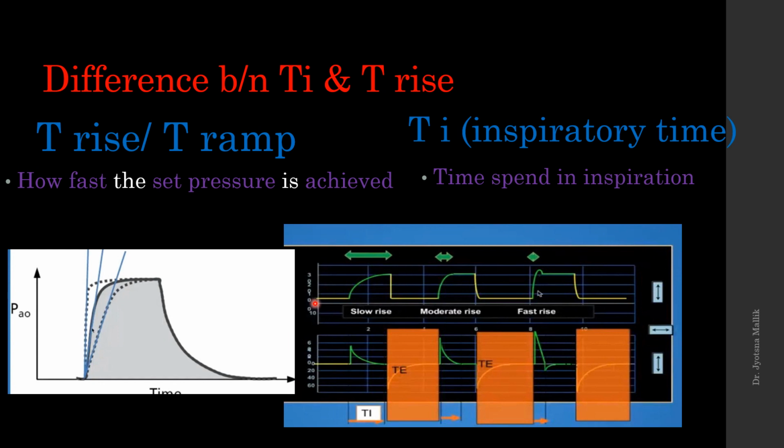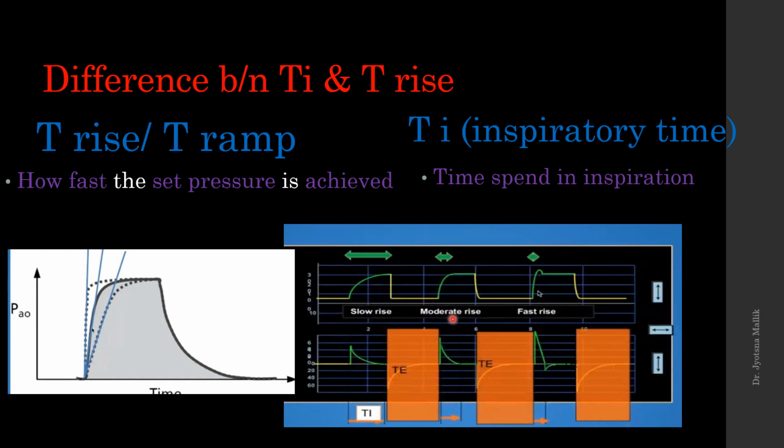So, this is a pressure time scalar. You can see slowly we are achieving the set target pressure here, also slowly, but faster than the slow rise. And this fast rise is where we are achieving the pressure quickly. So what is happening to the TI? TI in slow rise is greater than in the moderate rise, and in the moderate rise TI is greater than in the fast rise. Means fast rise has the shortest inspiratory time, and slow rise has the longest inspiratory time.